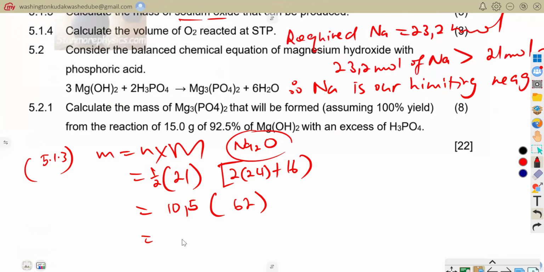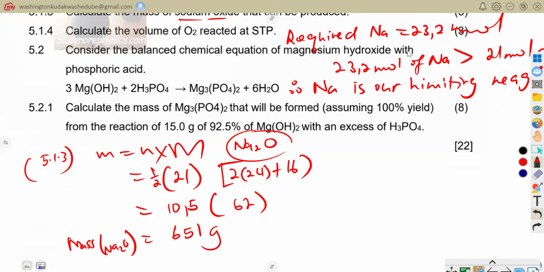So if you say 10.5 times 62, using my calculator, I'm getting 651 grams. So the mass of sodium oxide produced was going to be 651 grams. That is the mass that we are supposed to calculate. Now they are saying calculate the volume of oxygen reacted at STP.